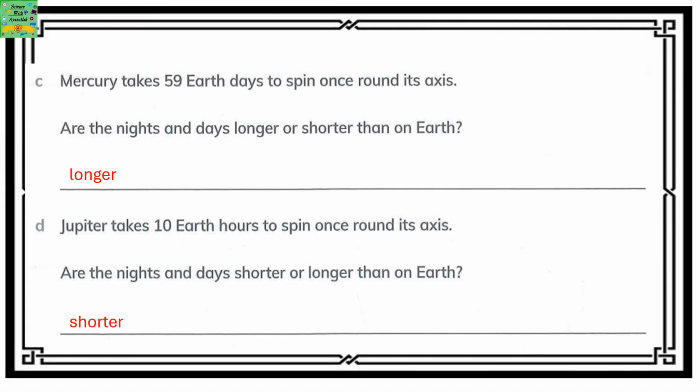Mercury takes 59 Earth days to spin once round its axis. Are the nights and days longer or shorter than on Earth? It's longer. Jupiter takes 10 Earth hours to spin once round its axis. Are the nights and days shorter or longer than on Earth? It's shorter.